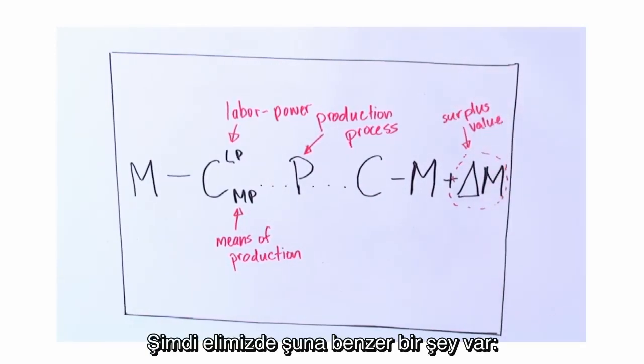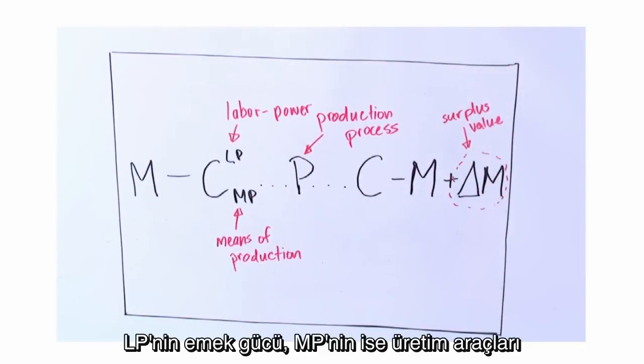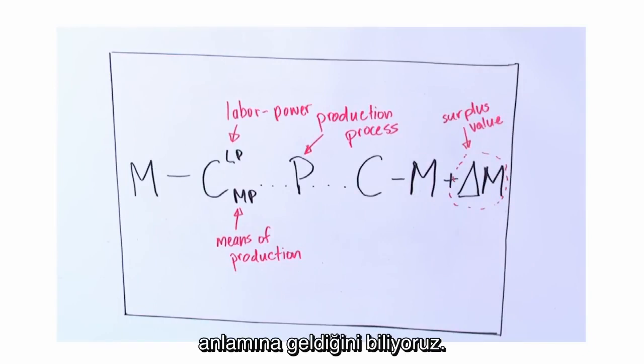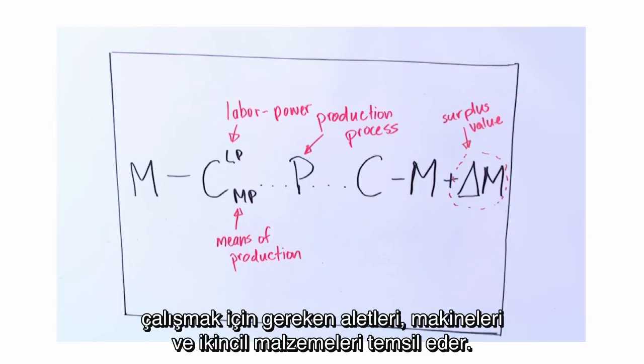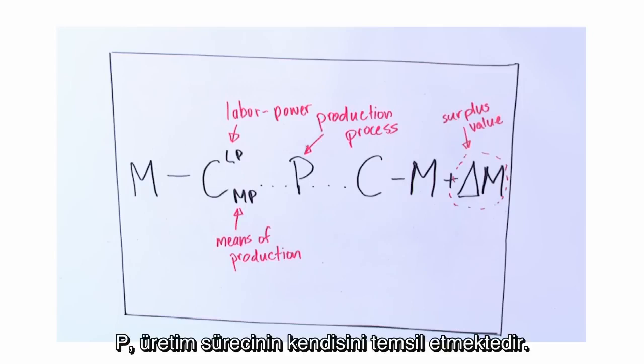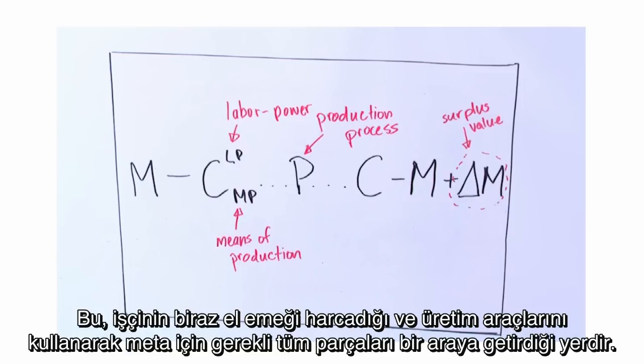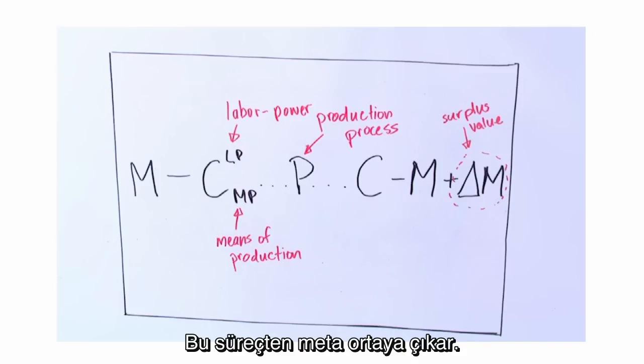So now we have something that looks like this. We know that LP stands for labor power, and the MP stands for means of production. These represent the worker, the tools, machines, and secondary materials needed to work on the commodity itself. The P represents the production process itself. This is where the worker puts in some elbow grease and mixes the commodity with all the necessary pieces, using the means of production. Out of that process emerges the commodity, but now it's different.